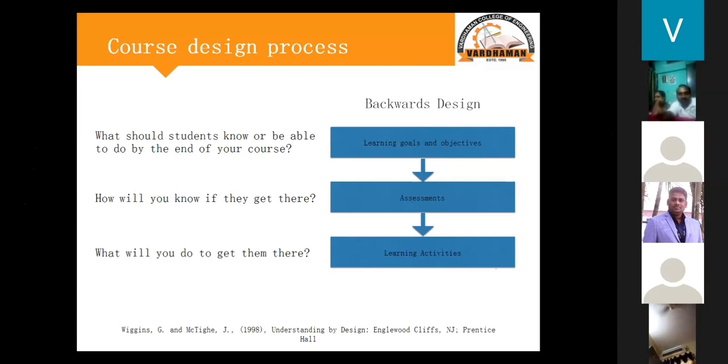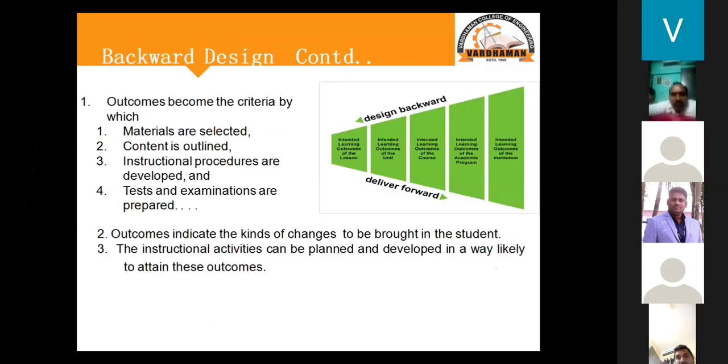So moving on. So how do we do? Here, this slide has a diagram which speaks about we design backward, but we deliver forward. What does this delivering forward means?